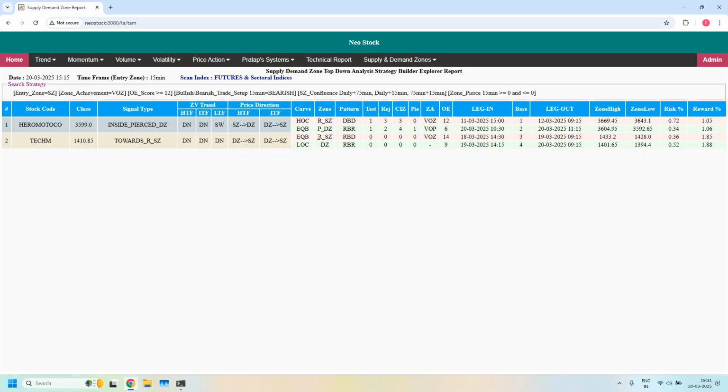And one more stock we got. So in these 2 stocks, these 15 minute supply zone overlapped with 75 minute supply zone. Again, both together overlapped with daily supply zone, and daily trend is down in both the stocks. So that's why if daily supply zone having daily EMA confluence, then those 15-minute supply zones might be having even more high probability to get success.